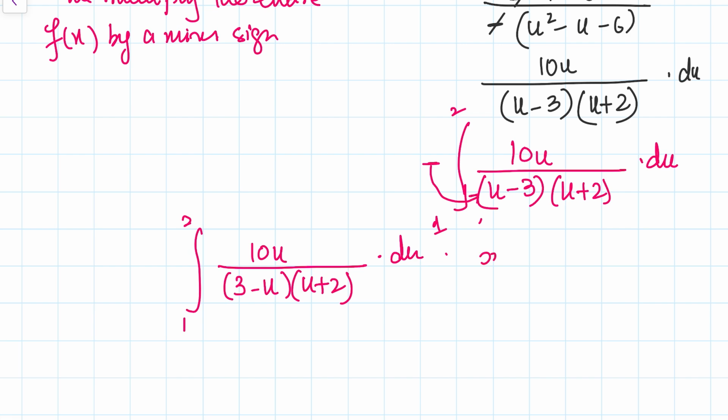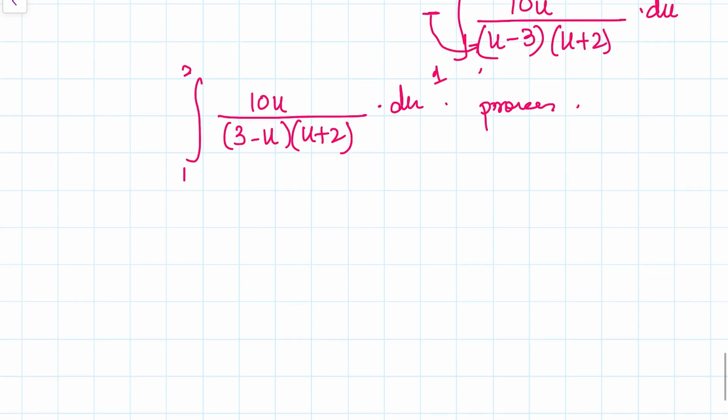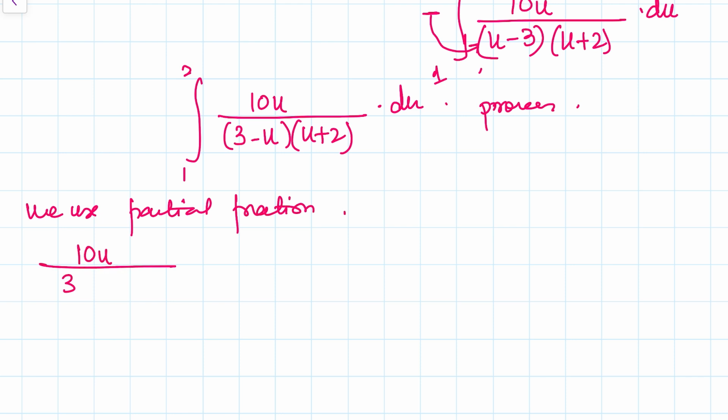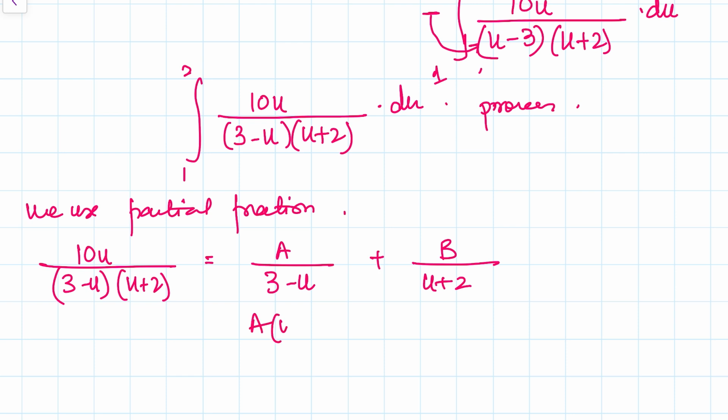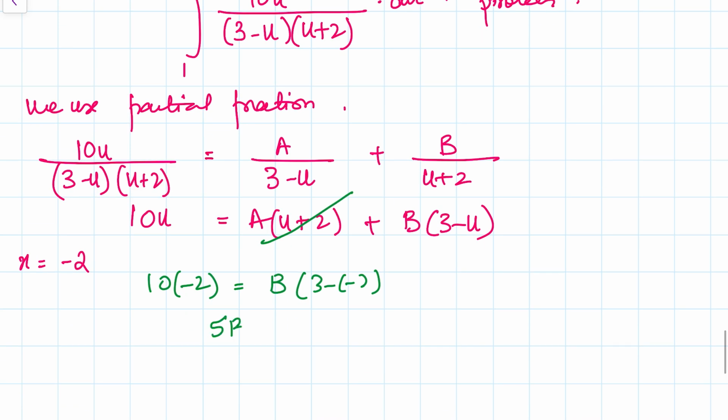Now the next part says we have to integrate it and show that my answer is 2 ln 9 upon 2. How do we integrate? We use the partial fraction technique because it's a partial fraction. 10u divided by 3 minus u, u plus 2 equals a upon 3 minus u plus b upon u plus 2. B will be multiplied by a 3 minus u. Suppose the value of u is minus 2. This cancels out. So 5b is equal to minus 20. So b becomes minus 4.